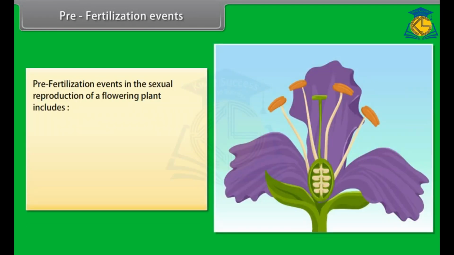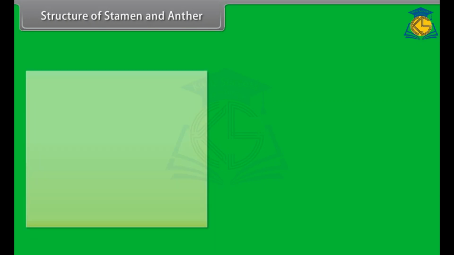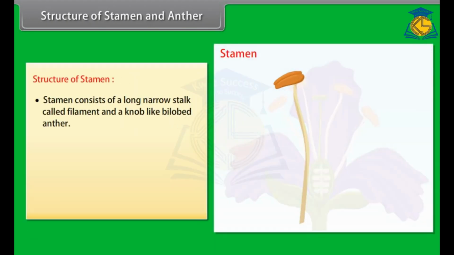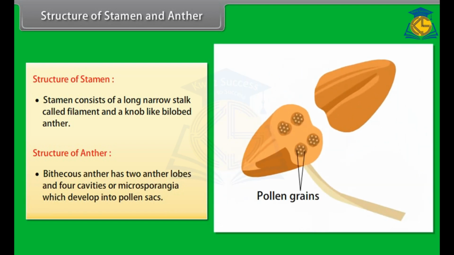Pre-fertilization events. Pre-fertilization events in the sexual reproduction of a flowering plant include microsporogenesis and development of pollen grains, megasporogenesis and development of female gametophyte. Structure of stamen and anther. Stamen consists of a long narrow stalk called filament and a knob-like bilobed anther. Structure of anther. Bithecous anther has two anther lobes and four cavities or microsporangia which develop into pollen sacs.